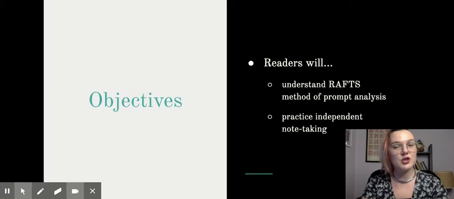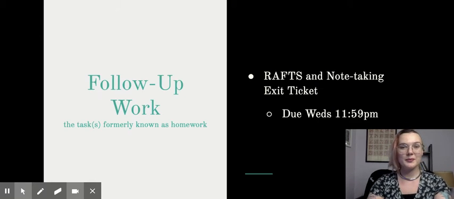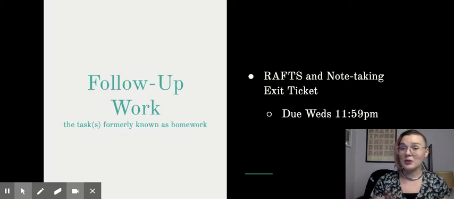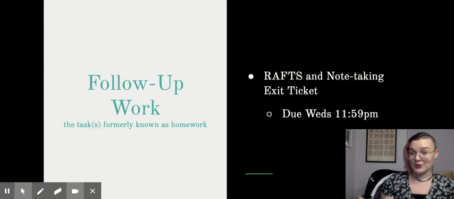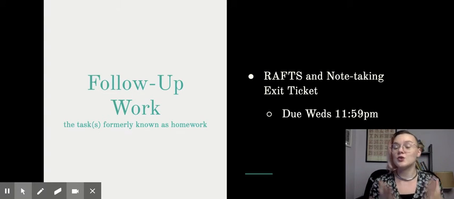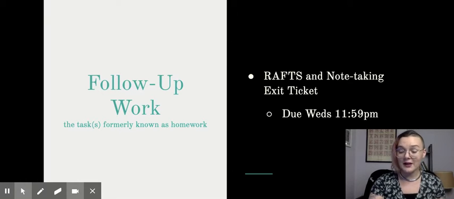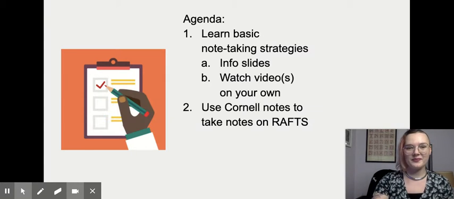Today's objectives are that you will understand the RAFTS method of prompt analysis, and you'll also get a chance to practice some independent note taking. Your follow up work, the tasks formerly known as homework, are the RAFTS and note taking exit ticket, and as always, your reading log. Both of those are due tonight at 11:59 p.m.